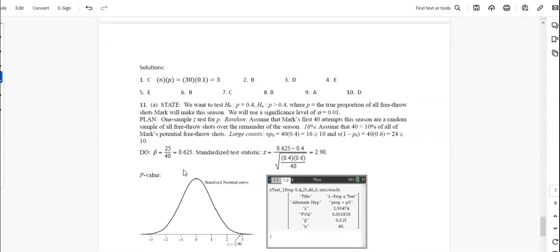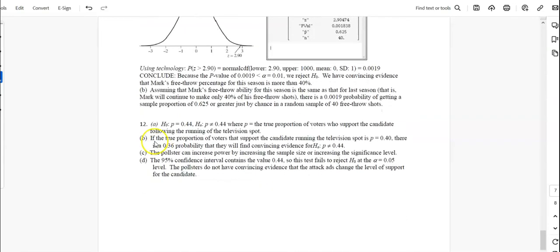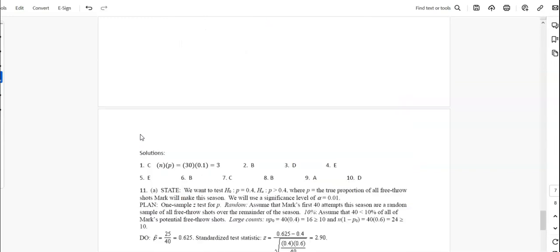So 12B, I just want you to see their wordings. It's hard to get that exactly right. If the true proportion of voters that support the candidate running the television spot is P equals 0.4, there's a 36% chance that they will find convincing evidence for the alternate that P is not equal to 0.4. That's pretty close to what I did.